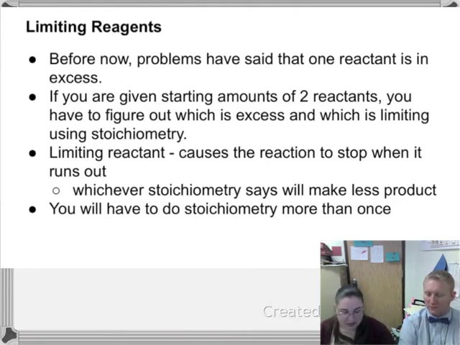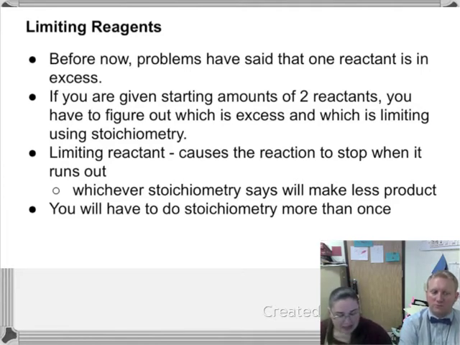Before now, it was always worded as this is in excess. It always says it's in excess, so that would be the one that there was more of, there was extra of. Now you're generally not going to be given which one is in excess, and you're going to have to figure out which one has extra and which one is actually limiting how much can be made.